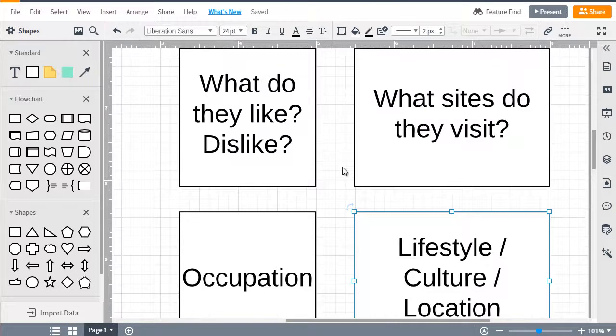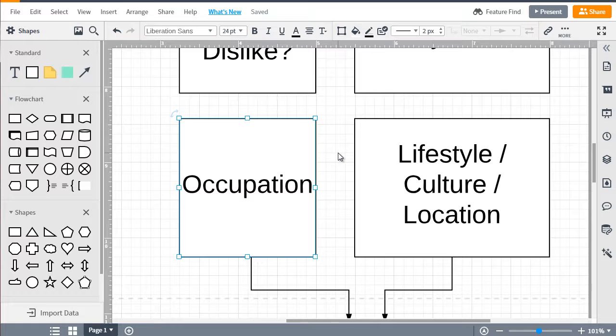So what sites do they visit? Do they wake up? Do they watch TV? What kind of television shows do they like? What kind of places do they go to? What kind of cars do they drive? What are things that they like to do? What is their occupation, like I said?